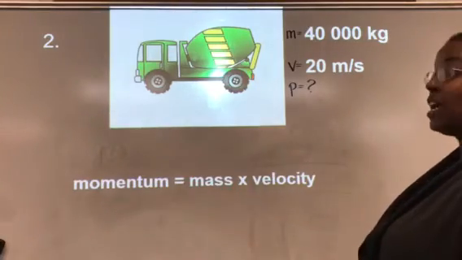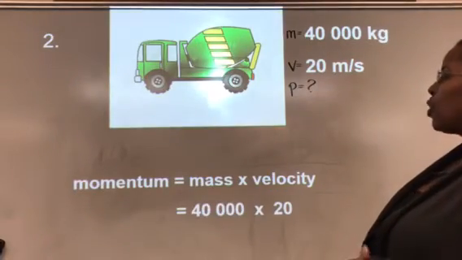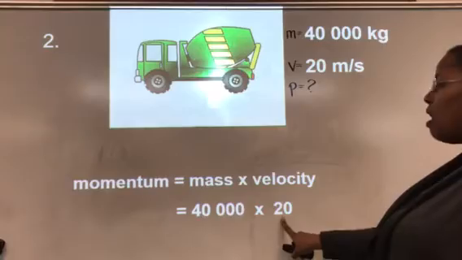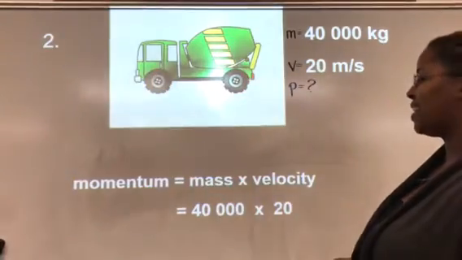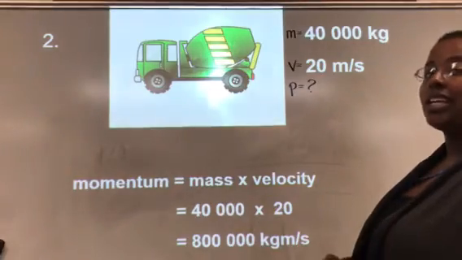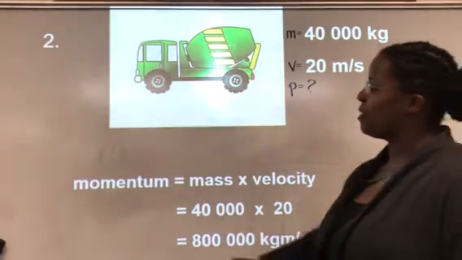Our equation is the same. Momentum equals mass times velocity. We're going to plug in our numbers accordingly, 40,000 kilograms, along with your 20 meters per second. My final answer is 800,000 kilograms times meters per second. All right?